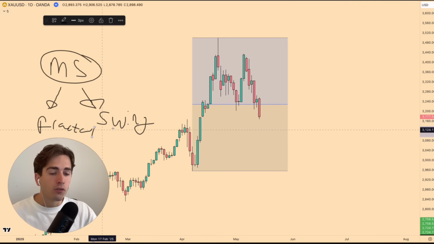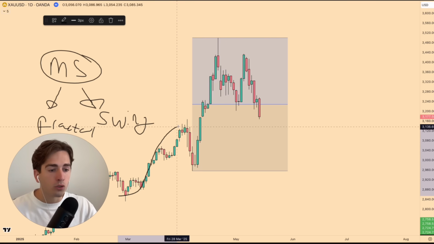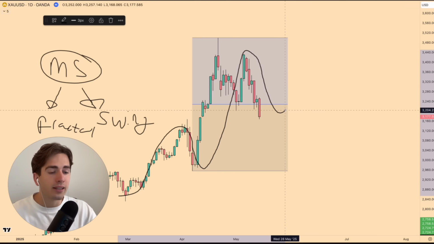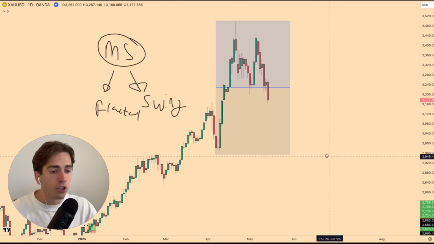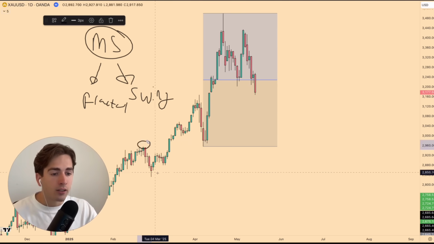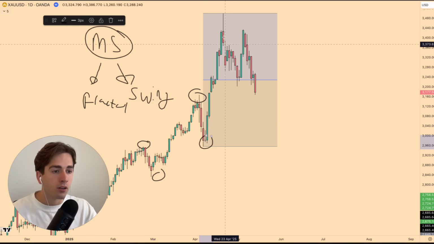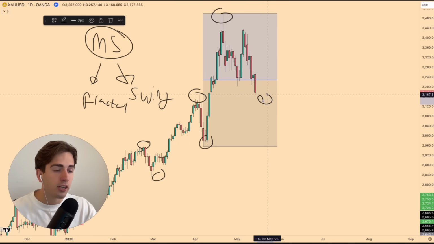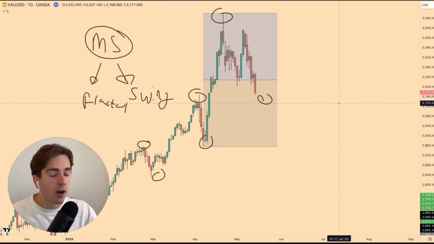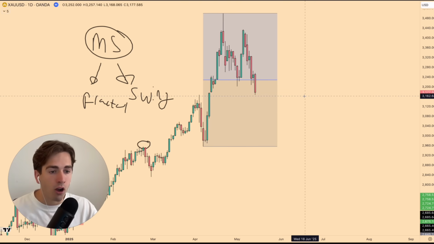So when it comes to the overall swing structure, you're just looking at the overall swing in price. Here on gold, it is very clear that the overall market structure is bullish due to the fact that we are creating higher highs, higher lows, higher highs, higher lows, higher highs, and we're looking to establish a new higher low to then trade back up higher towards a new potential higher high.